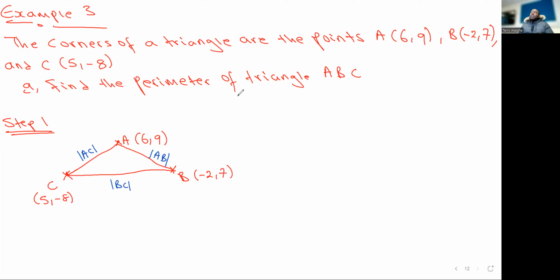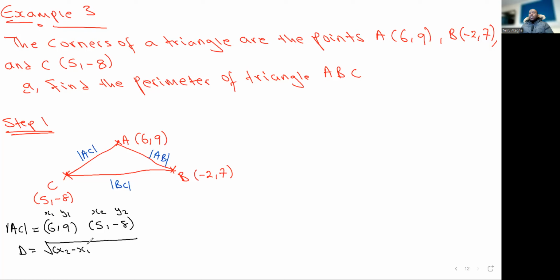So for AC, we know the A is (6, 9), okay? And we know the C is (5, -8). So this is the x1, y1, x2, y2. So we'll put it in the formula. The distance formula is equal to the square root of (x2 minus x1) squared plus (y2 minus y1) squared.